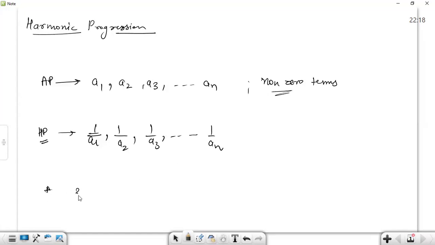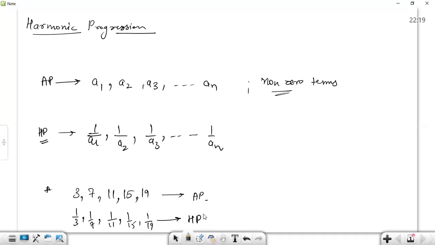So simply, if we write 3, 7, 11, 15, this is an AP with common difference of 4. 3 plus 4, 7, 7 plus 4, 11, 11 plus 4, 15, 15 plus 4, 19. Let's say this is a sequence. This is an AP. So for finding a sequence in HP, 1 by 3, 1 by 7, 1 by 11, 1 by 15, 1 by 19. This is a sequence in HP. And the vice versa is also true.